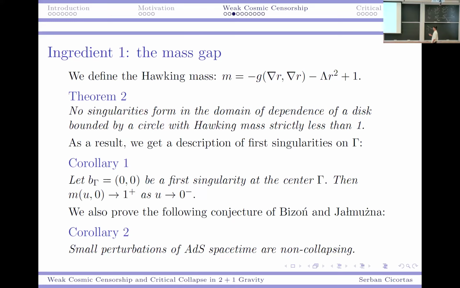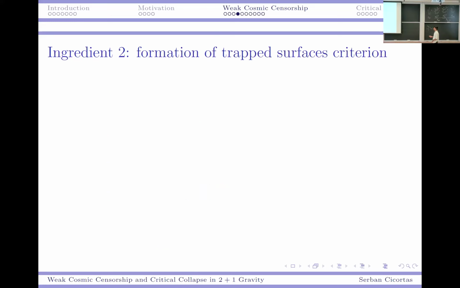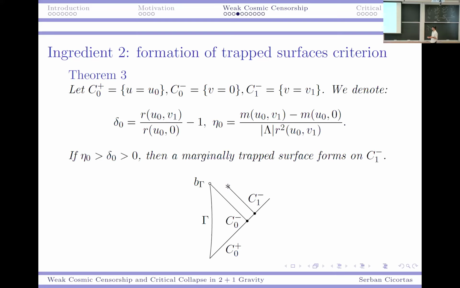Okay, so that's something that's also interesting. Okay, so the second ingredient is what's called the formation of trapped surface criterion. So this is very much analogous to the result of Christodoulou in 3+1 dimensions. And the idea is to show that if you have a region with too much energy compared to the size of the region, then in evolution, you will form trapped surfaces. So let me be more precise.